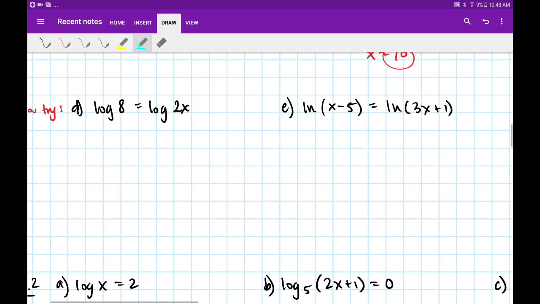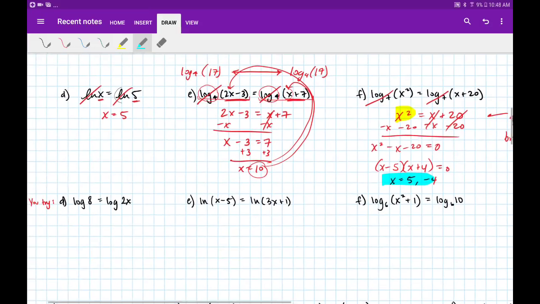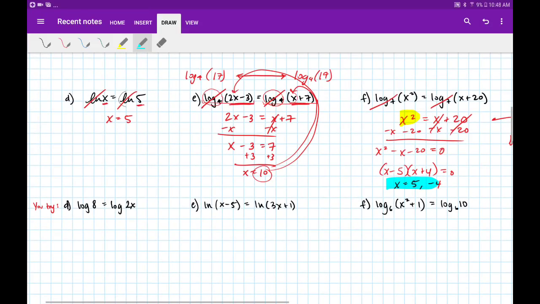Okay, so now you give D, E, and F a shot. Pause the video and work it out right now, side by side. I'm going to do it really quick so you can see if you got the right answers. So 8 is equal to 2x. X is equal to 4.